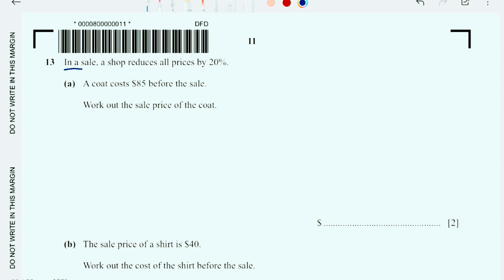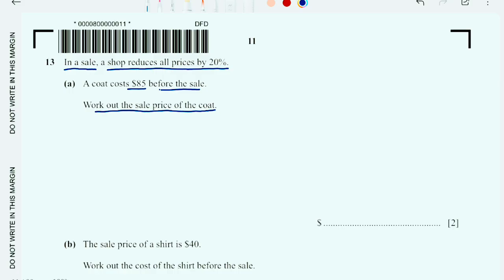In a sale, a shop reduces all prices by 20%. A coat cost $85 before sale. Work out the sale price of the coat. Actually, over here the total price of the coat is given, that is $85, and we have to find out the reduced price in a sale. So let us use a percentage method.